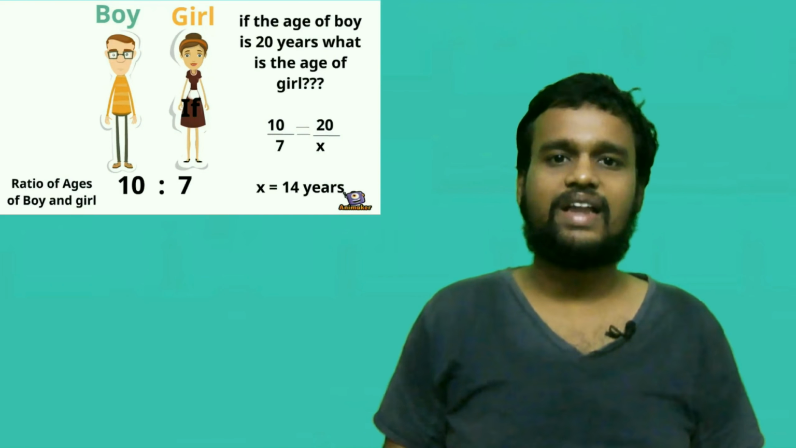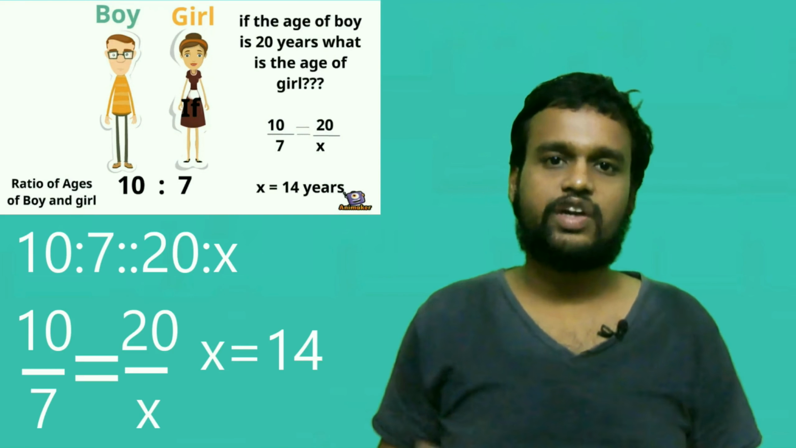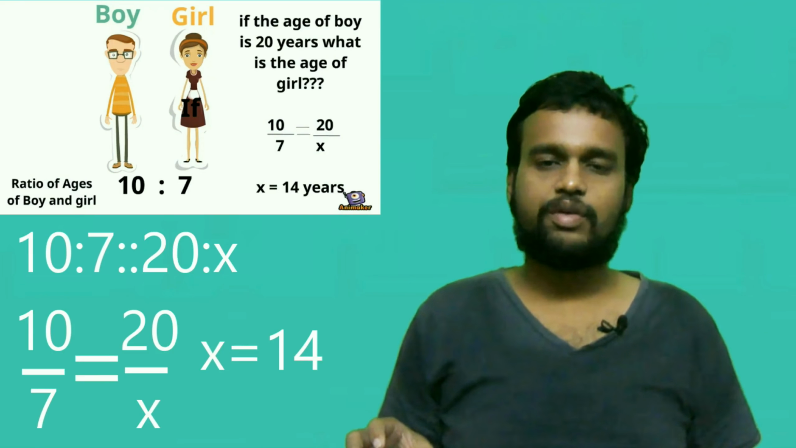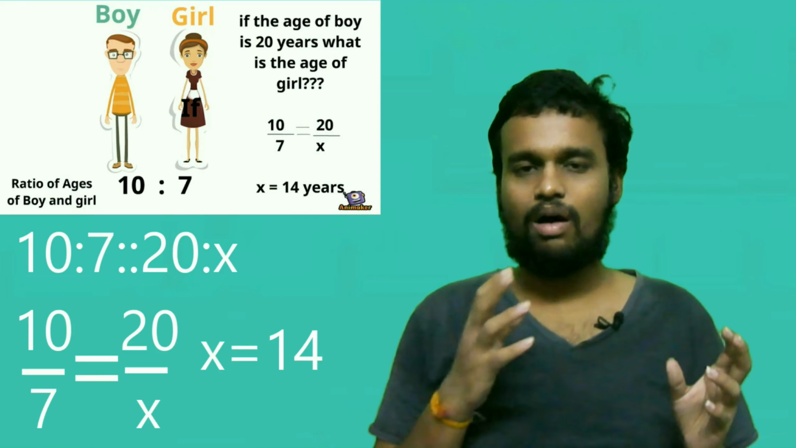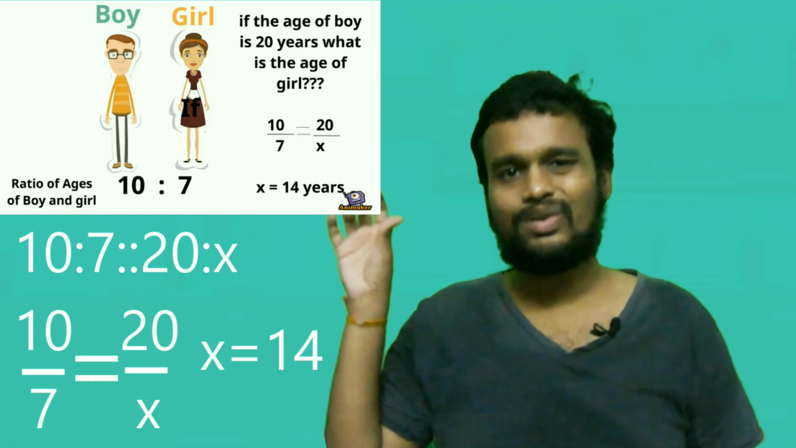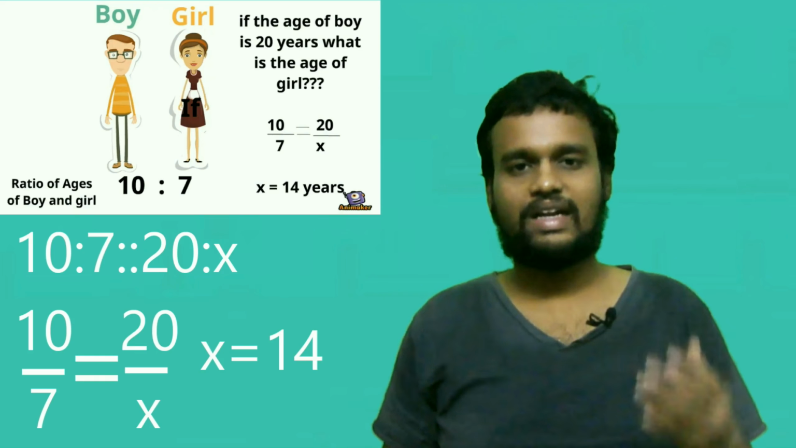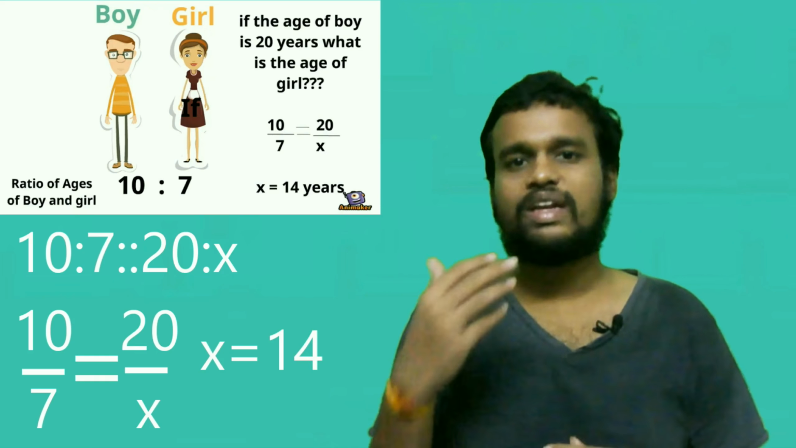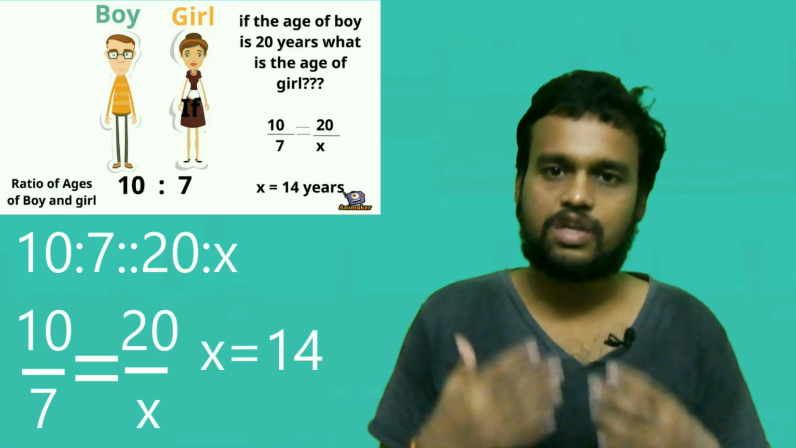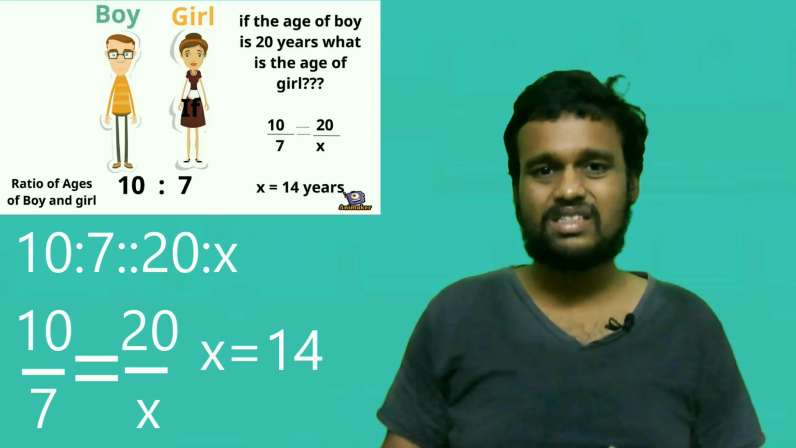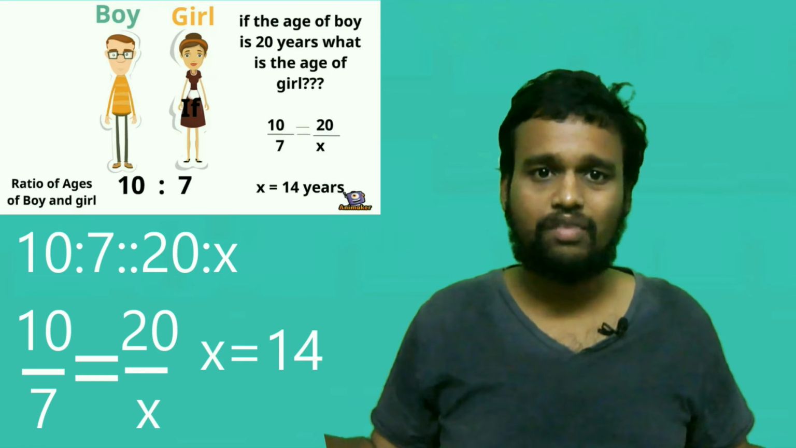In this example, you will find that the boy and girl's age ratio is 10:7. So A and B is 10:7, and after putting the proportion symbol, the age of the boy is 20, so 20 is to x. The next step will be 10 divided by 7 is equal to 20 divided by x. When we solve this, we get x is equal to 14. This is the way we calculate the proportion, and this is the method you're going to use in many of the problems.